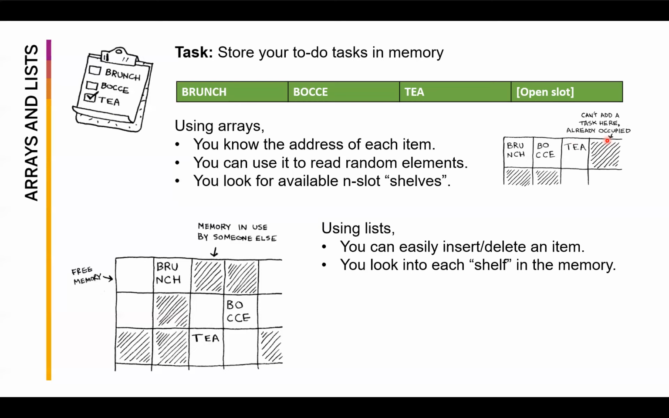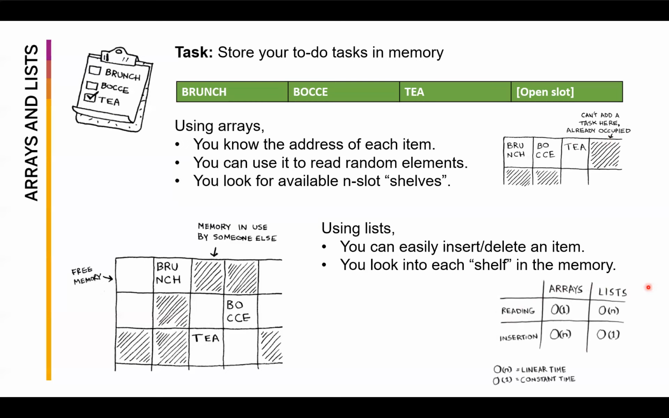If we look at some runtimes, by now you should have a basic understanding of these runtimes. For arrays, reading is easy. O of 1 is the most efficient algorithm that you can get, because it's constant. It's easy to get because you know the address of each item. But insertion is different because you have to move the entire array to the next available n plus 1 slots if you have to add an item.